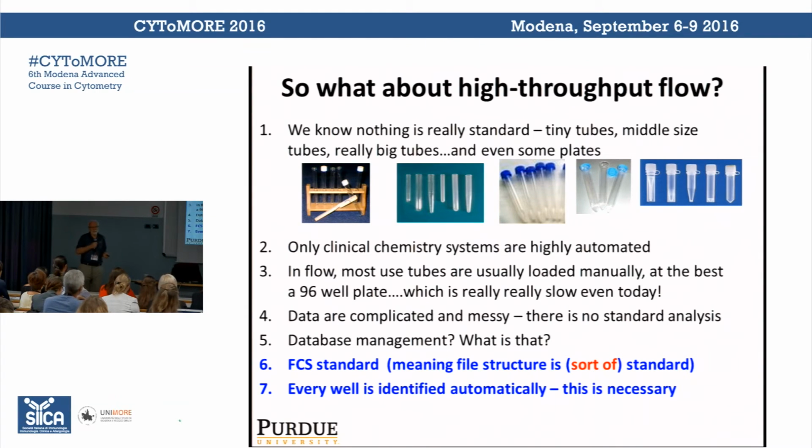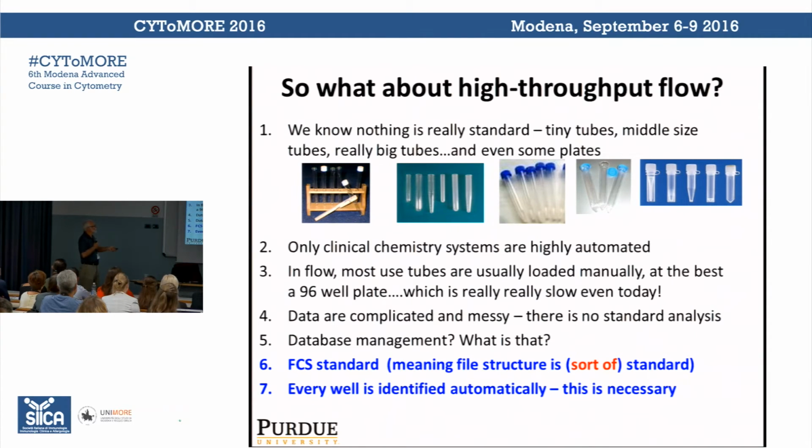Database management. Are you kidding? Some people are doing it now because you have to if you're going to collect complex and large amounts of data. FCS standard. Again, it's just a matter of how many standards there are when companies build their software. It's really good to have a standard, but every company says, well, I have a better idea for this, and I'm going to put that into the standard. And so it's close, but not quite.